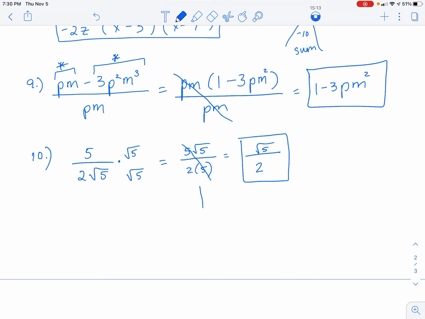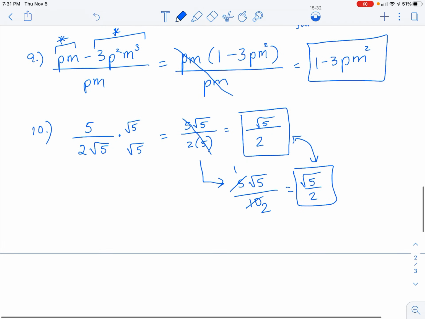Okay, now if you don't see what I did there, you could simply say 5 times the square root of 5 over 10. And then you're going to see this is 1 and this is 2, and you get the same thing. So either way you like to do that. I like to do the canceling because it just gets rid of a bunch of stuff quicker.